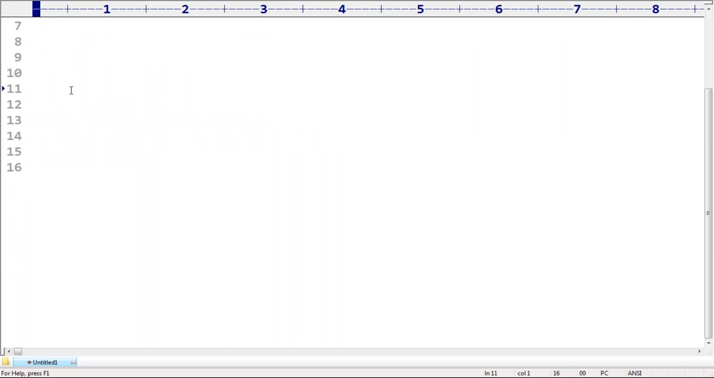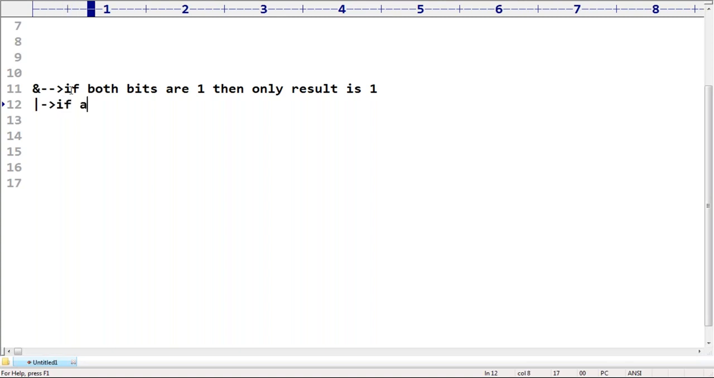Now, the functionality of the and operator is very simple. If both bits are 1, then only the result is 1. Remember. For the or operator, if at least one bit is 1, then the result is 1. Bitwise.